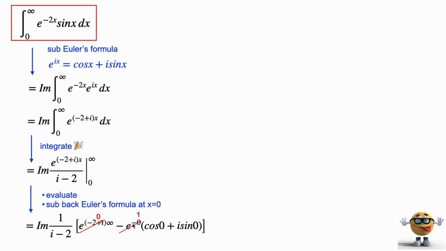And right here, this is 1, cos of 0 is also 1, and sine of 0 is 0. So this whole thing is negative 1 right here. This whole part is negative 1. So that's cool. So we can substitute that in and we get this: the imaginary part of 1 divided by 2 minus i. Notice this is i minus 2 right here, but this is a negative 1. So this negative 1, if it's brought into the denominator, it becomes 2 minus i.